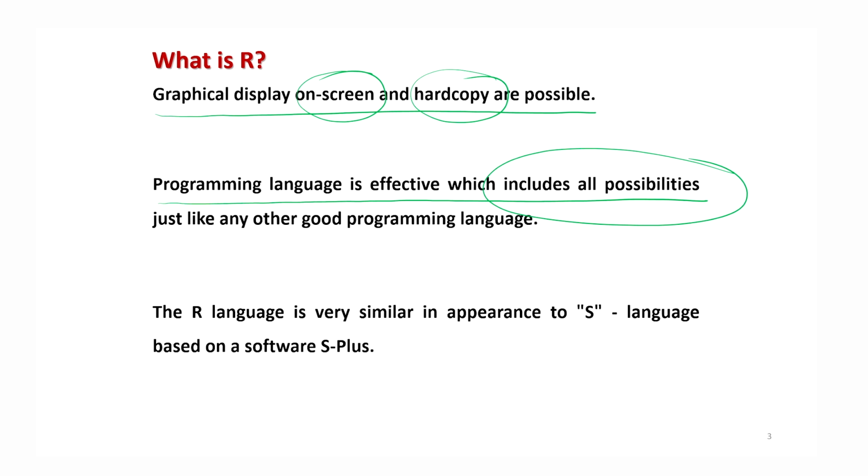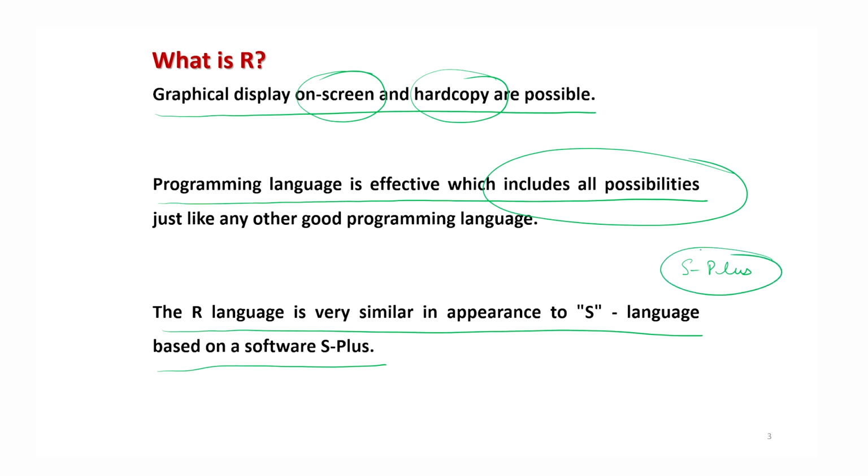I would just like to give you an idea that this R language is very similar in appearance to the S language. Actually, earlier there was a software S Plus. This was a very good software, or rather this is a very good software, but it is a paid software. That means if you want to use it, you have to purchase it. So then people started developing a similar software to this S Plus software, and this came in the form of R software. So the programming language that was used in the S Plus software was called the S language. Similarly in the R software, this programming language is called the R language.